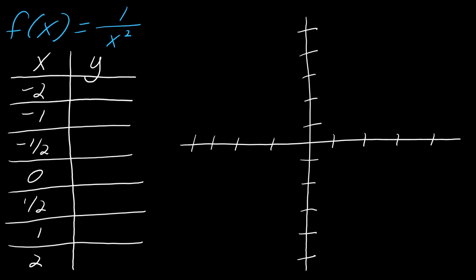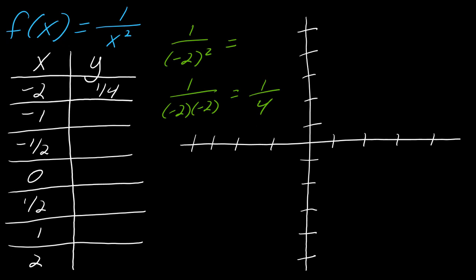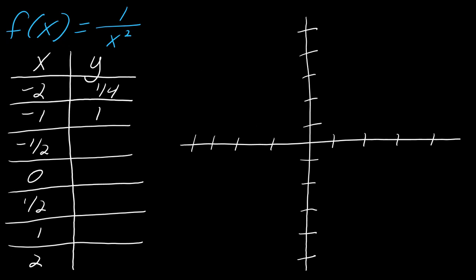Okay, so in this case, if I plug -2 into this function, think about this. 1 over -2 squared, that's -2 times -2 is how that breaks down. So this becomes positive 1 over 4. This is actually a very important distinction with this type of graph. Next, if I plug in -1, I'm just going to get 1.